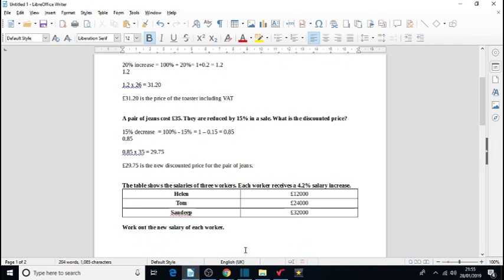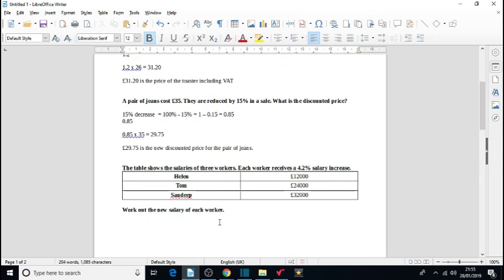Okay, let's move on to the next question. The table shows the salaries of 3 workers. Each worker receives a 4.2% salary increase. So here's a table of 3 workers, Helen, Tom, and Sandeep. Helen has a salary of 12,000. Tom has a salary of 24,000, and Sandeep has a salary of 32,000. So this is an increase.